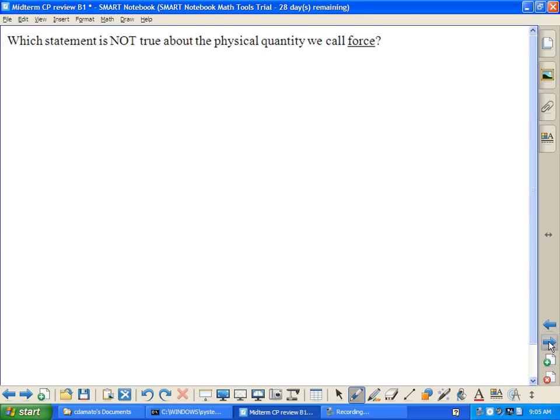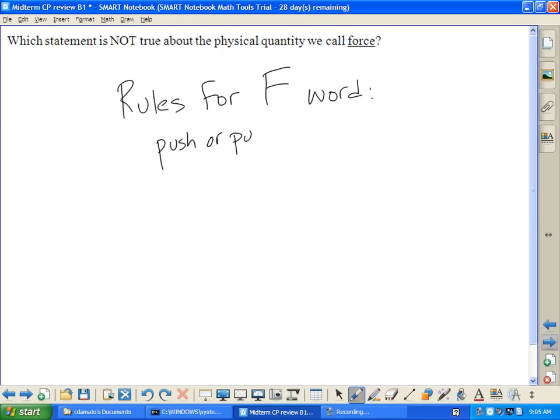Which statement is not true about the physical quantity called force? Remember the rules for the F word. Push or pull between two physical objects.